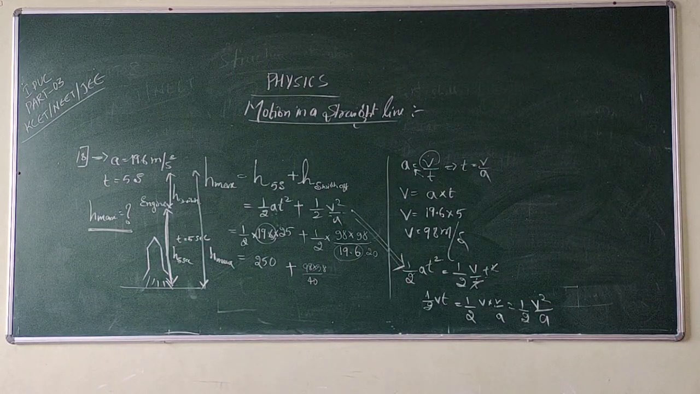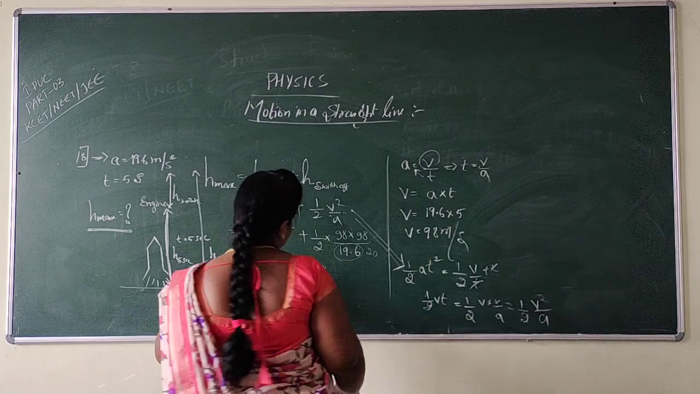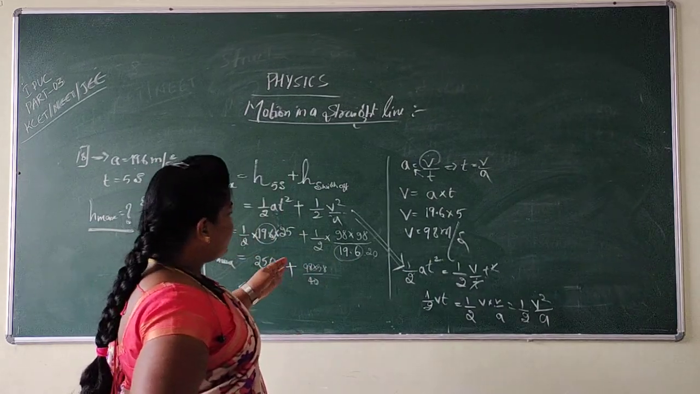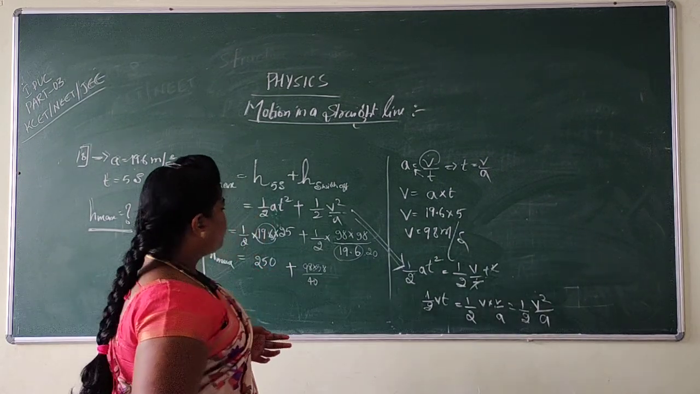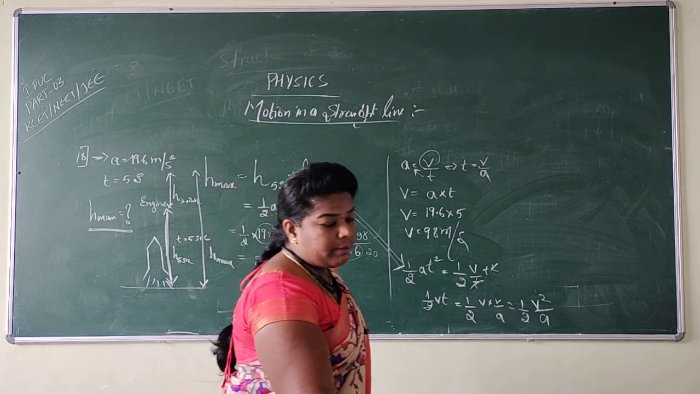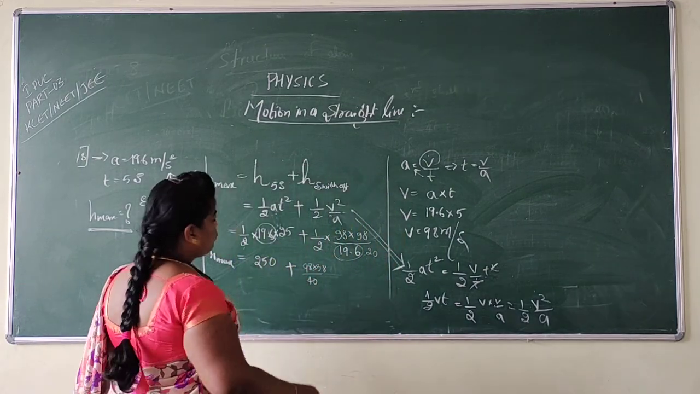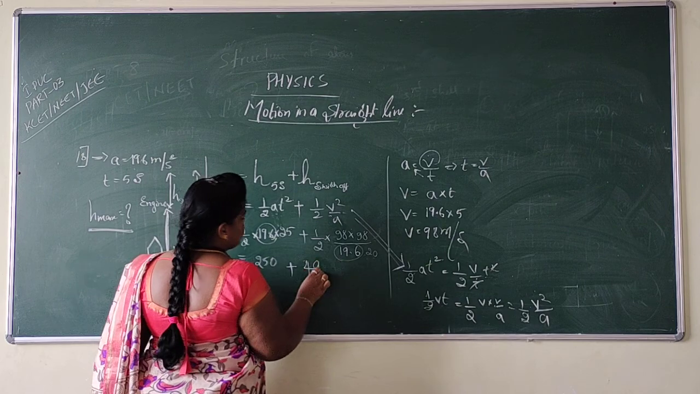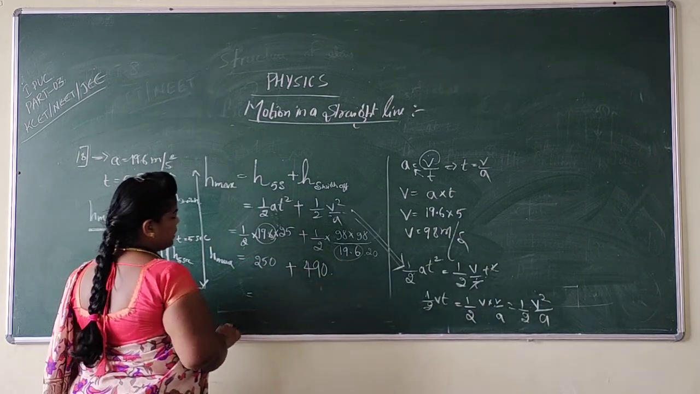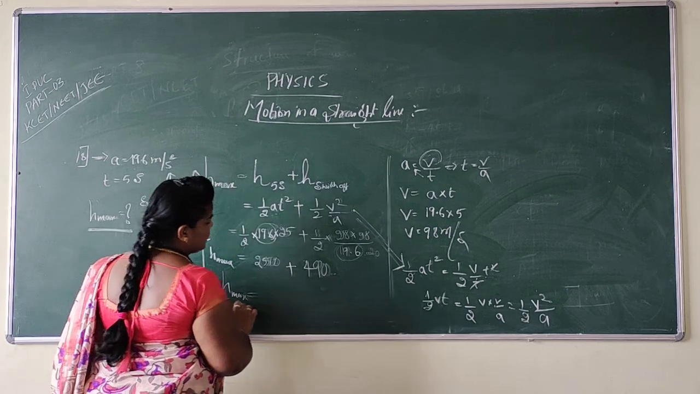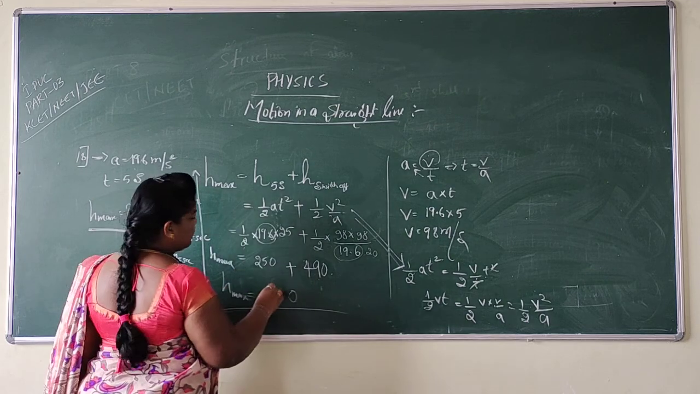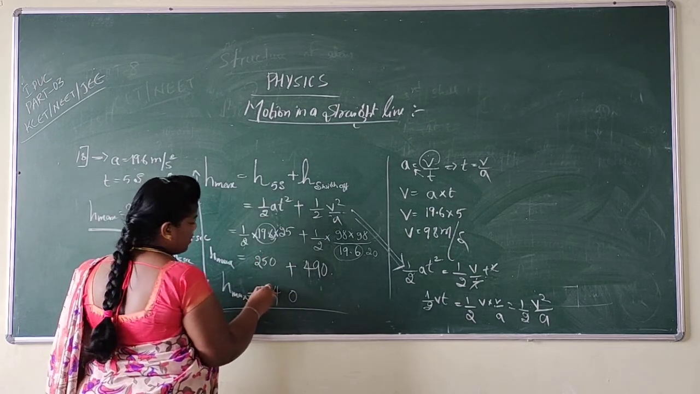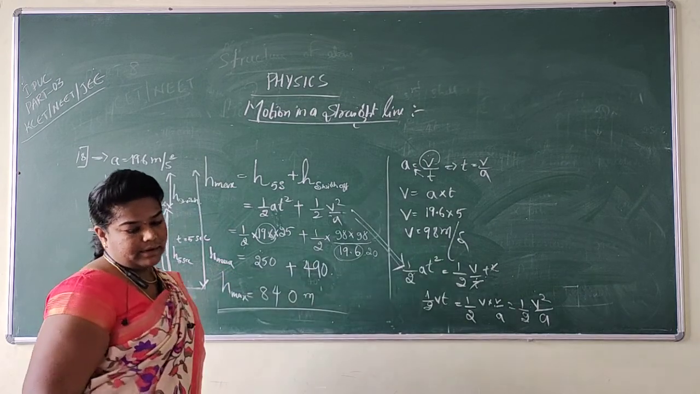You can use the method of multiplication to calculate it, or else you can divide it and go for the calculation. So when we solve, you have completely 98 into 98 divided by 40. If you just divide it, you will definitely get the value equal to 490. So I am just going to add this so that h maximum is equal to 250 plus 490, which becomes 840 meter.